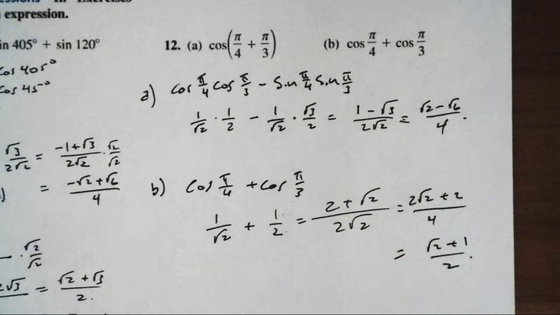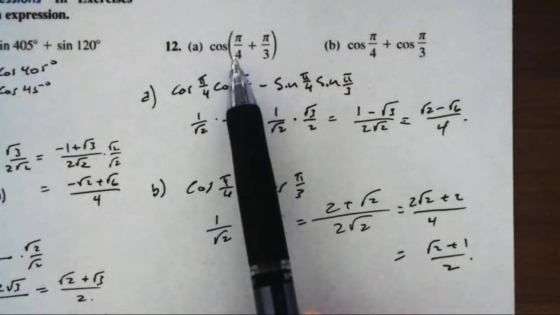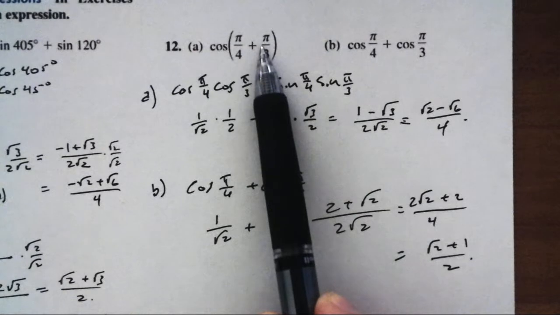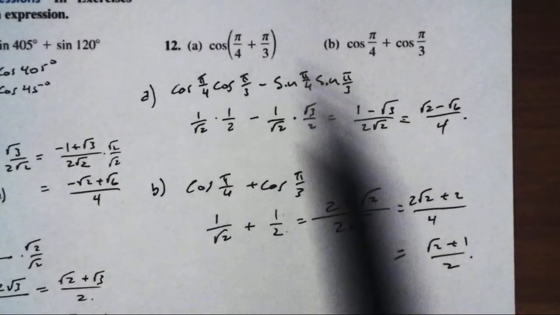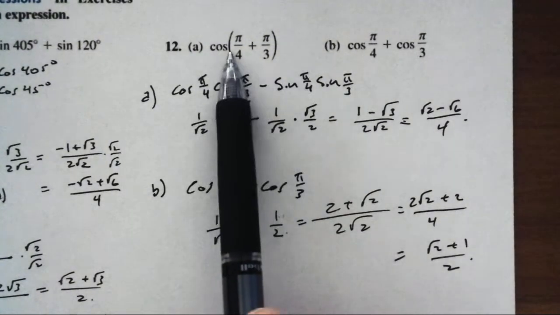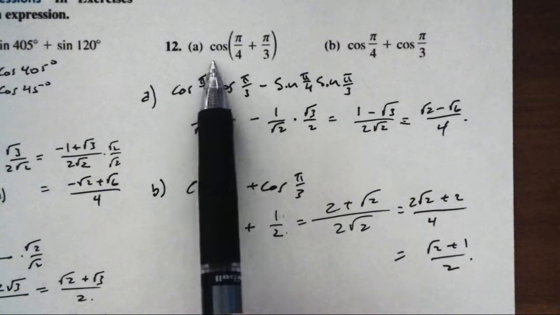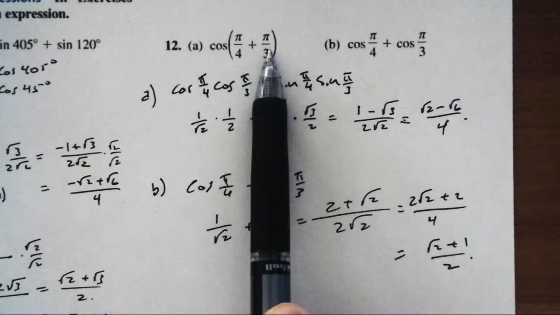The whole point of this exercise is just to show you common mistakes that are made. If you have a problem like this and you distribute cosine, I'm not going to give partial credit for it. I don't care what you do beyond that. This is a function. This is not cos times the quantity. This is cosine of. You don't distribute functions.